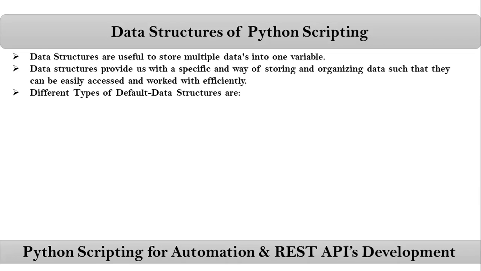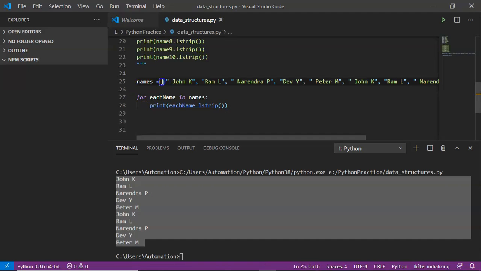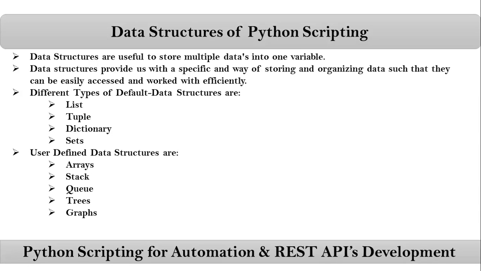So in Python, we have different types of default data structures. They are list, tuple, dictionaries, and sets. So as of now, the format we used, square brackets, is one of the data structures called list. Same way we have different types of data structures like tuple, dictionaries, and sets. And these four data structures are default data structures for our Python software. And along with that, third party or user defined data structures are also there. Some of them are arrays, stack, queue, trees, graphs, hash maps, and so on.